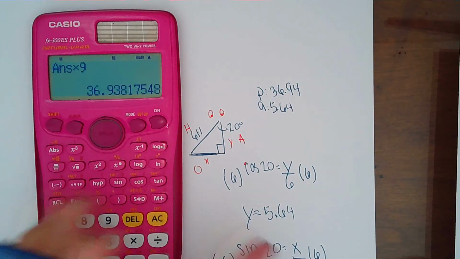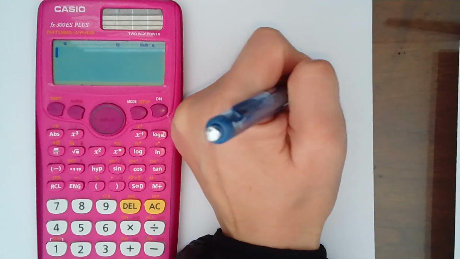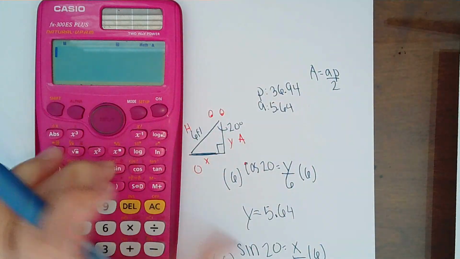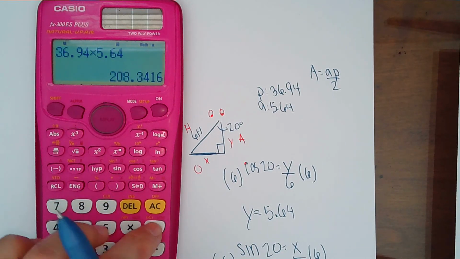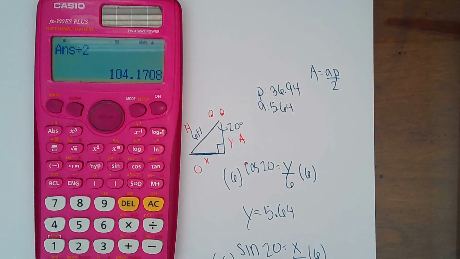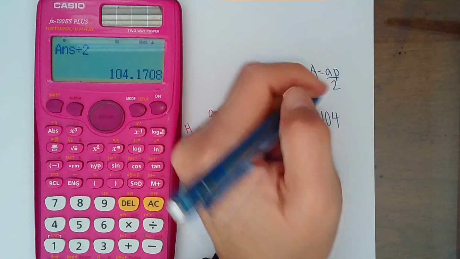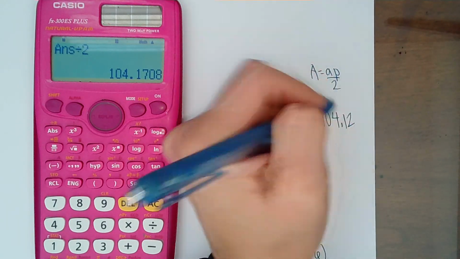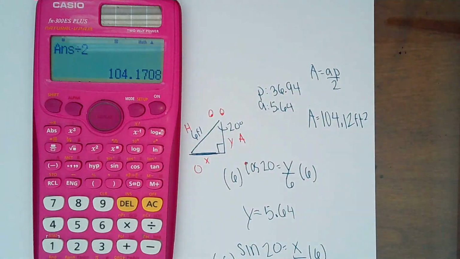I'm going to multiply those two together and divide by 2 because that's my area, right? Area equals your apothem times your perimeter divided by 2. 36.94 times 5.64, and all of that divided by 2 equals 104.12. And if we wanted to, that would be feet squared.